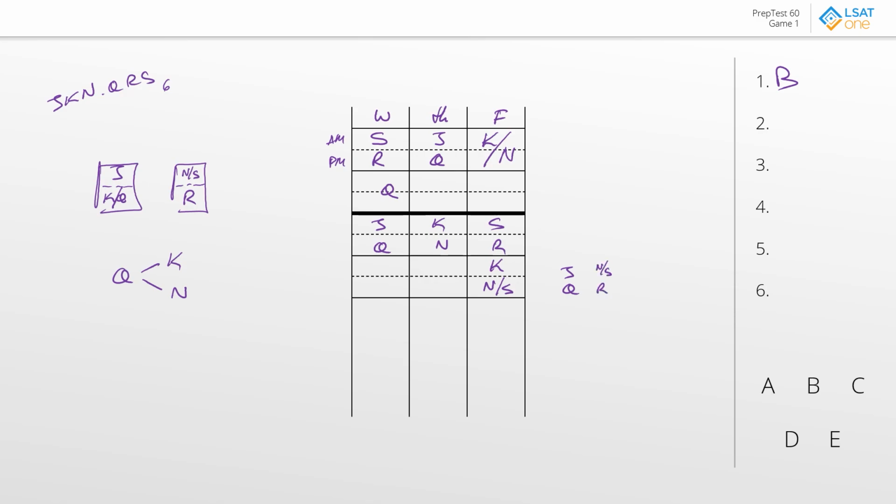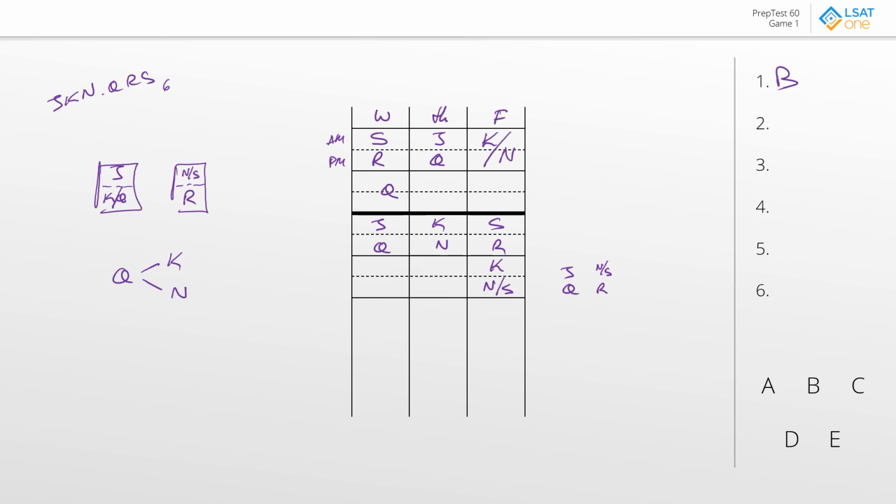This is still kind of flexible though, right? Because we could have the JQ over here with Q going before K and N, or JQ can still go on Wednesday. This looks like it can still go either way. So you know what, let's see, maybe we have enough information. The question asks, which of the following now could be true? Answer choice A, J is on Thursday morning.